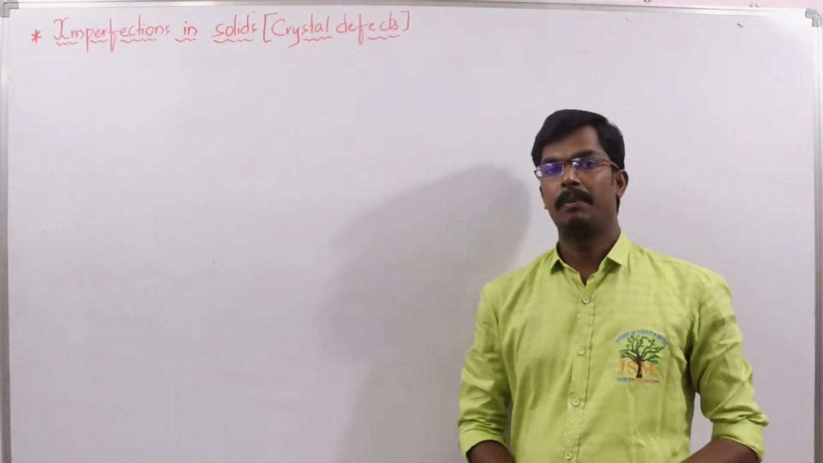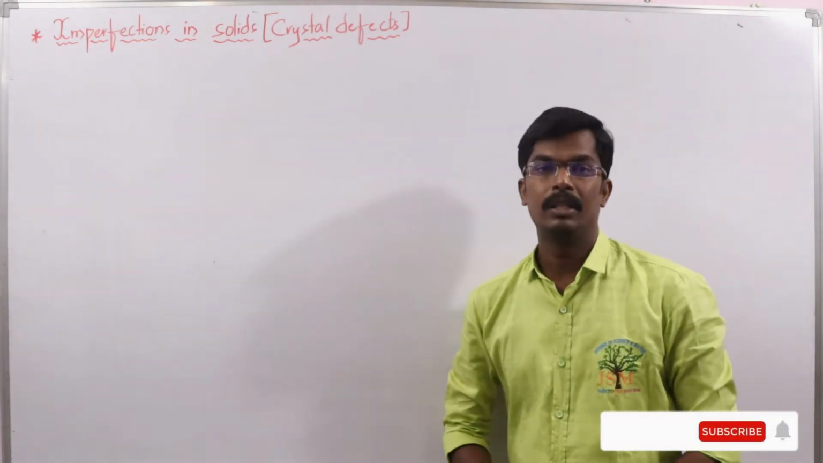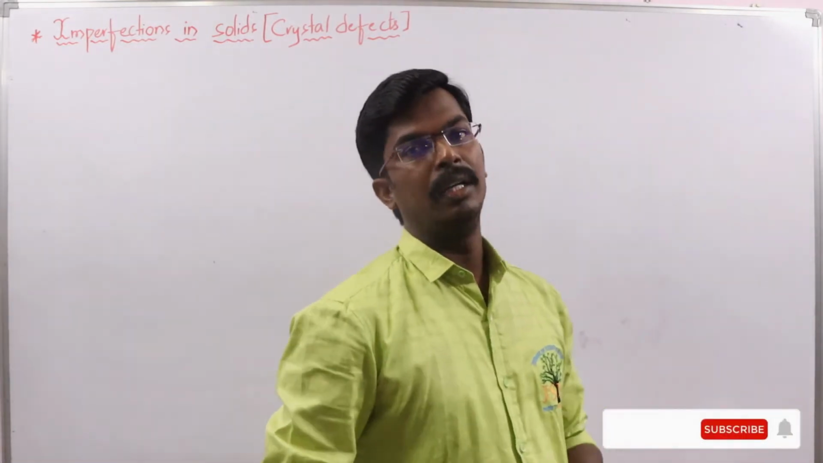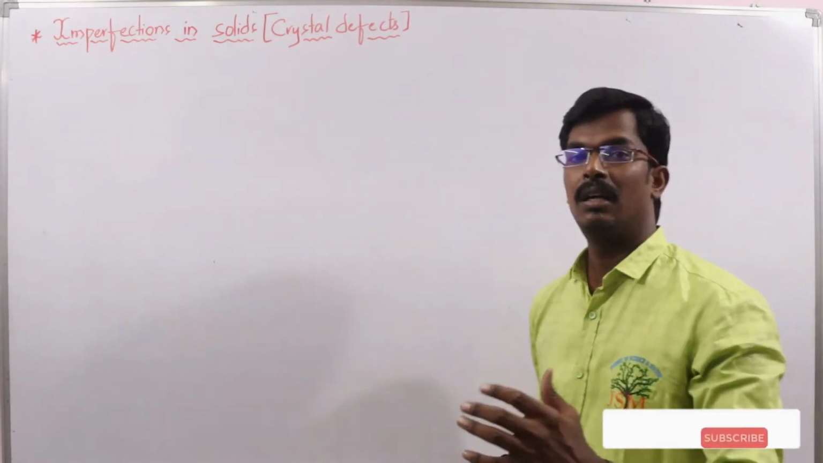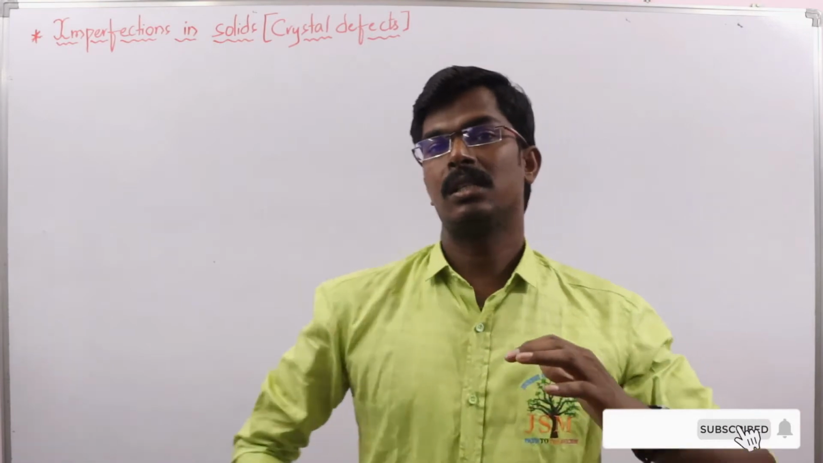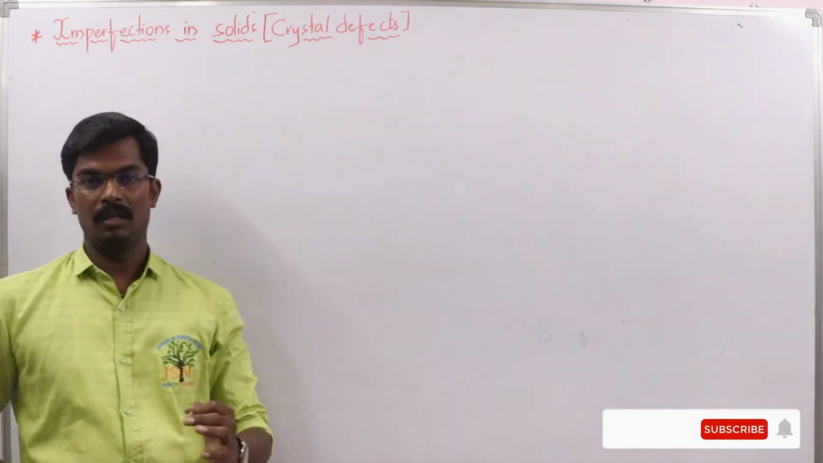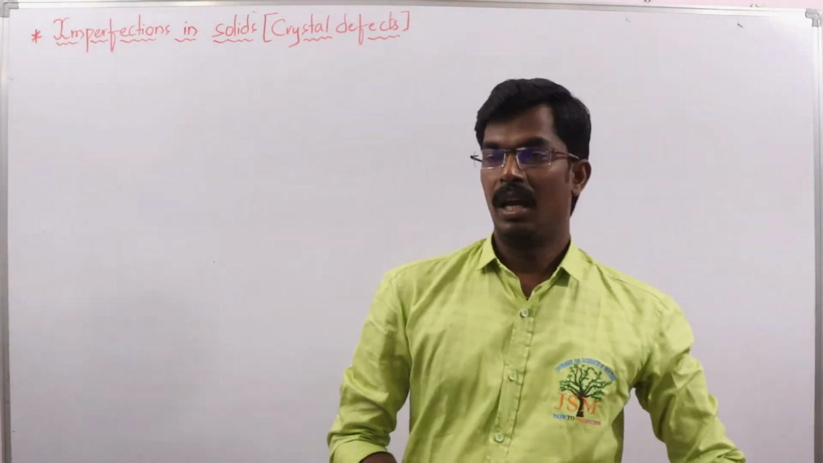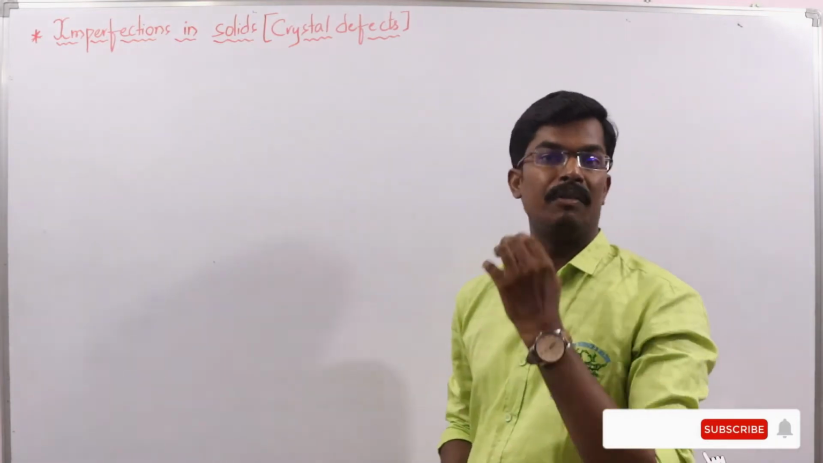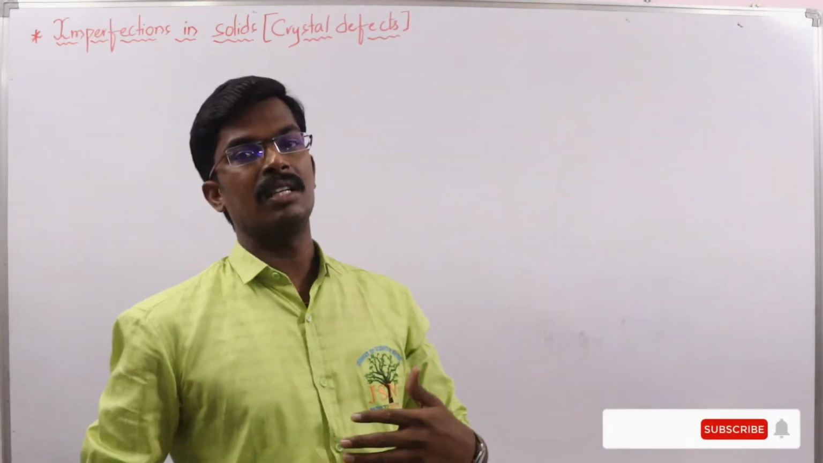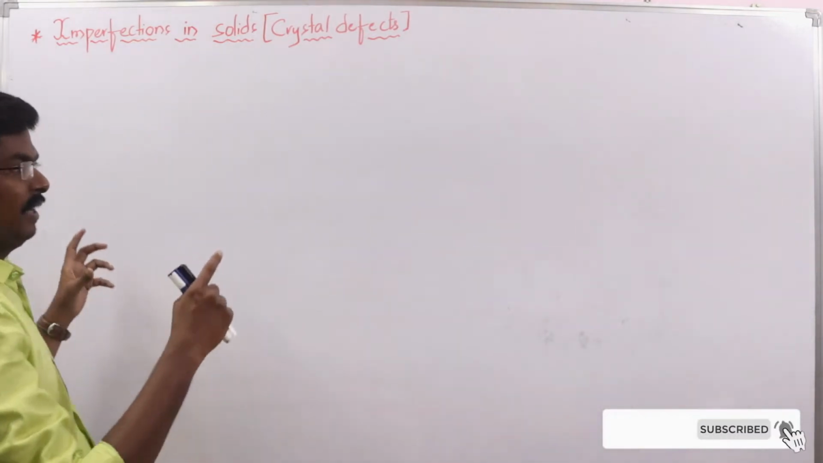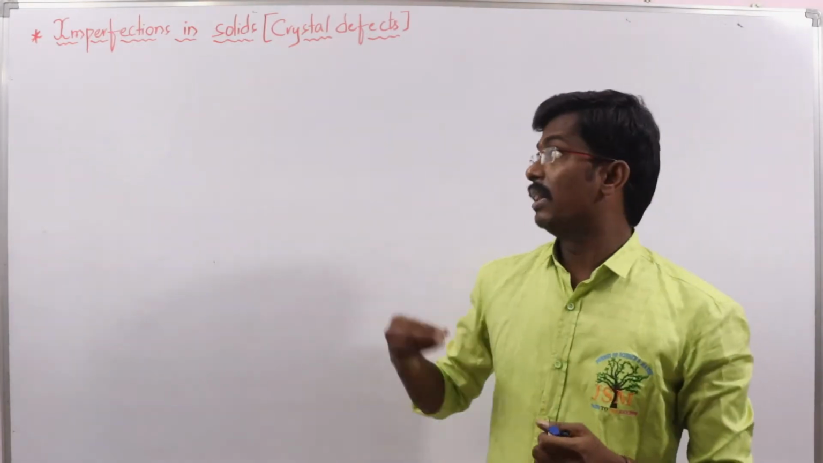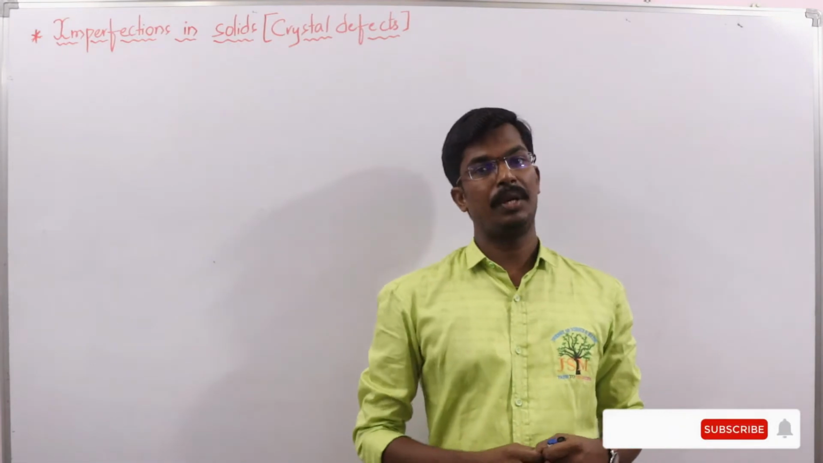In this session, I am going to explain imperfections in solids or crystal defects. According to Nernst law, or the third law of thermodynamics, true crystals can exist only at 0 Kelvin. That means we can expect a perfect order of arrangement in a crystal only at absolute 0 Kelvin. But some deviations take place in that perfect order of arrangement with an increase in temperature. That's why imperfections take place.